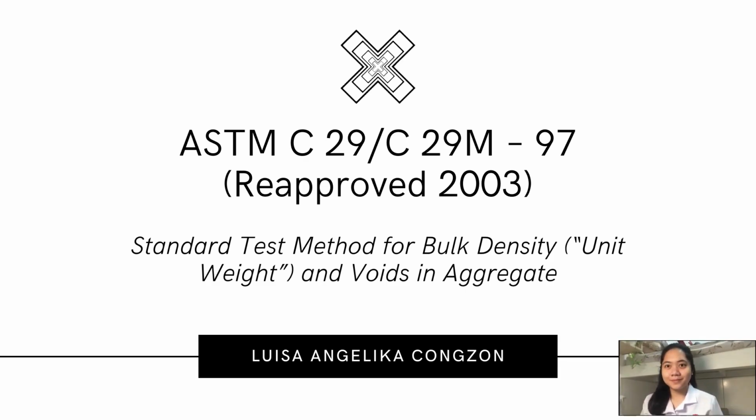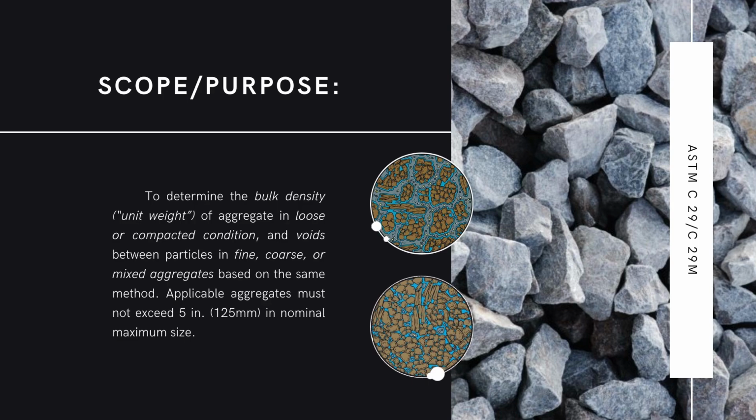I would be discussing the standard test method for bulk density and voids in aggregate, or ASTM C29. The scope of this test is to determine the bulk density, also called unit weight, of aggregate in either loose or compacted condition, and voids between particles in fine, coarse, or mixed aggregates based on the same method. Applicable aggregates must not exceed 5 inches or 125 mm in nominal maximum size.